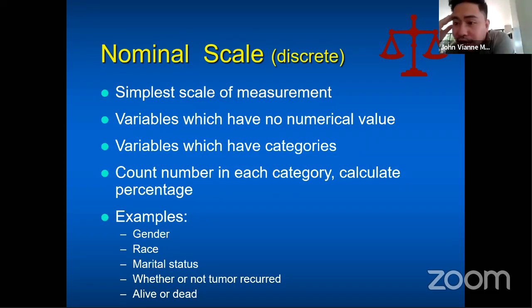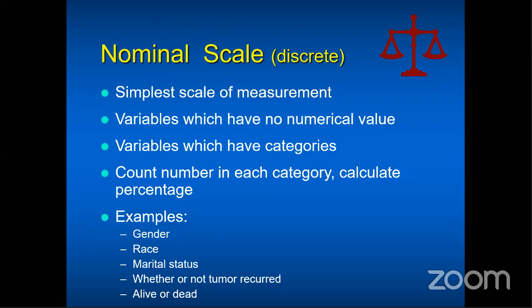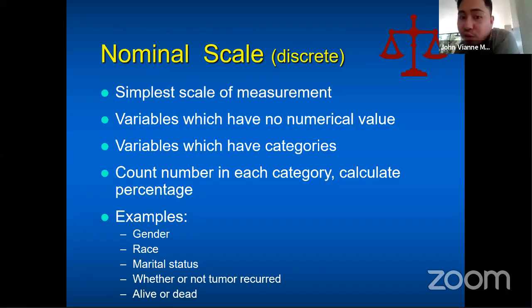And then dead or alive. So for example, is the rat dead? Two choices, yes or no. So if in case it's yes, then that means it can be coded as 1, and a no can be coded as 0 or 2. So anything that can be measured in terms of categories is known as nominal.